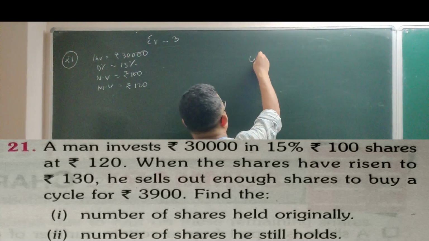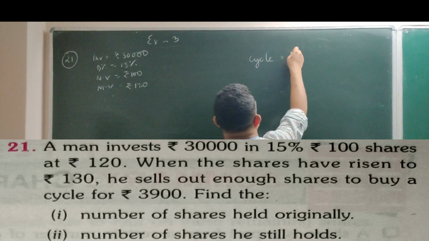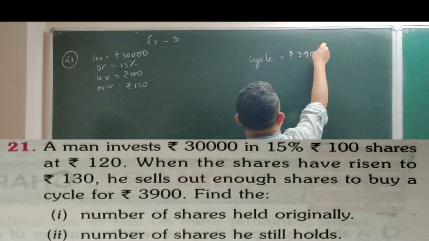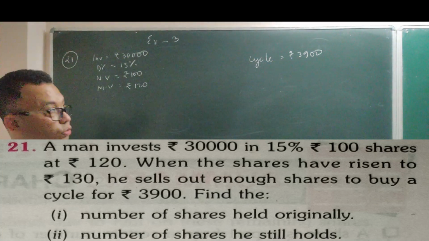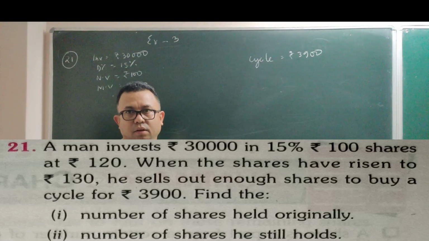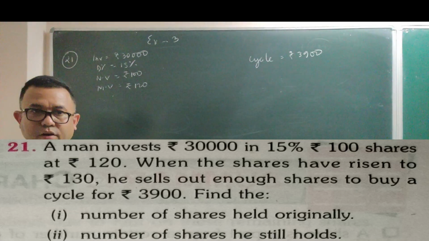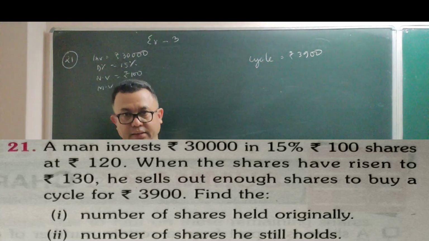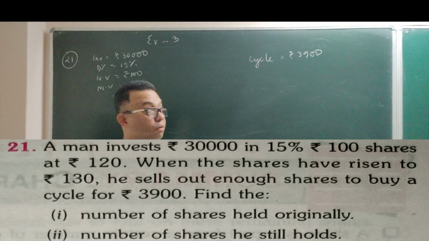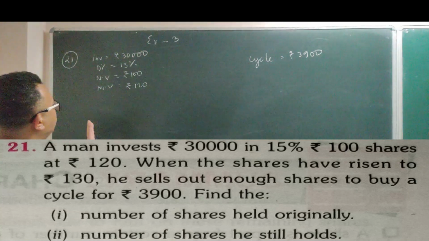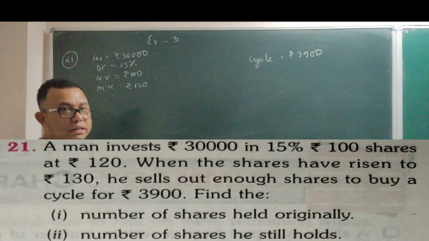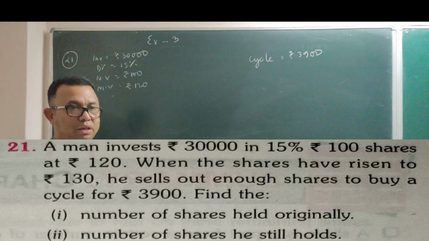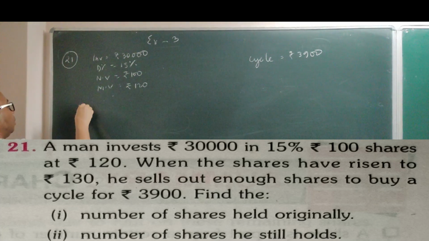Now he wants to buy a cycle for rupees 3900, and as he is buying the cycle, he has to sell some shares so that he can buy the cycle. And the question is asking how many shares he had originally, and what is the number of shares that he has now after selling the shares to buy the cycle. Now I'm not calculating dividend because the question is not asking anything about the dividend or the annual income. So I'm only concerned with the number of shares.